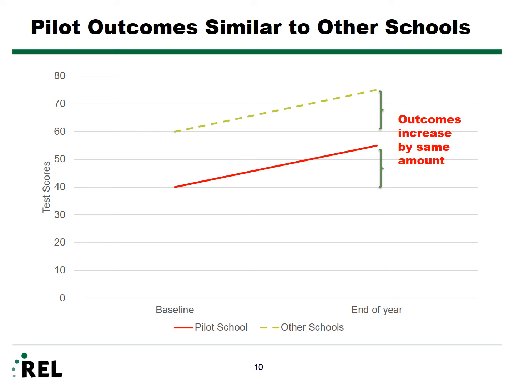Looking again at the figure, we see that the change from the beginning of the year to the end is very similar for the pilot school and the other schools. Test scores rose by about 15 points for each group of schools. But we also see that the two groups of schools had very different starting points.